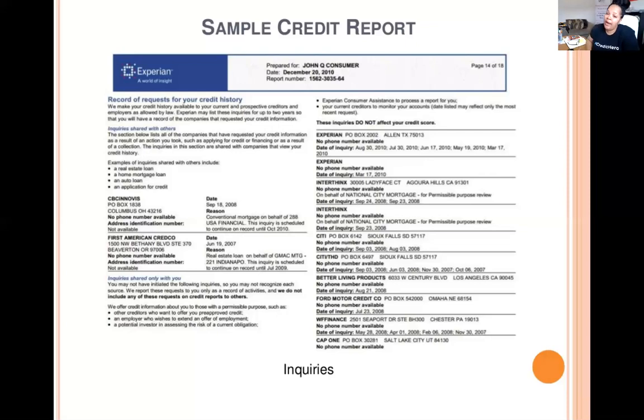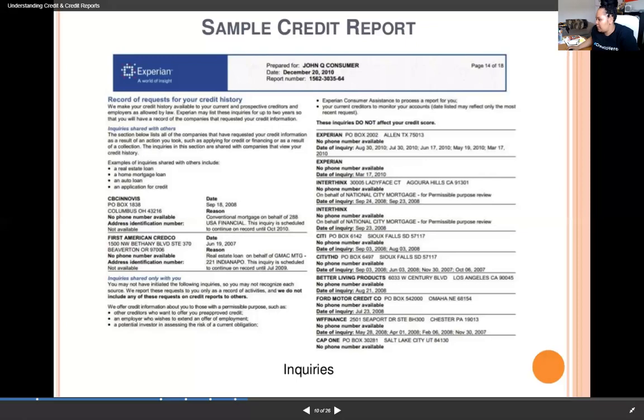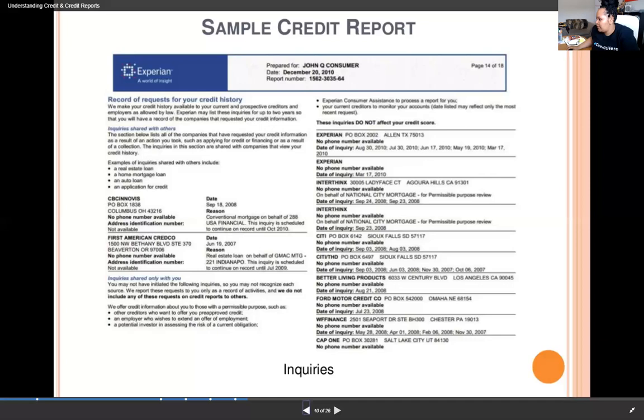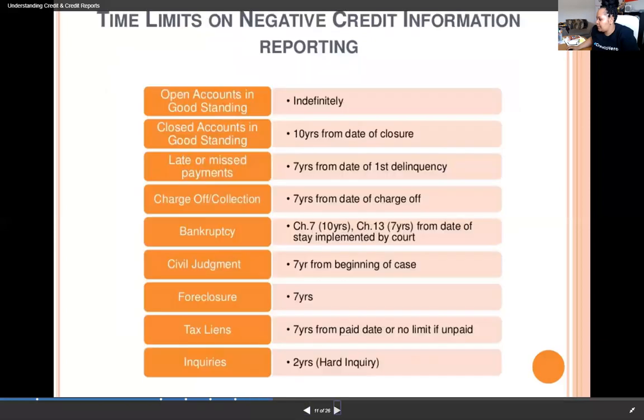And keep in mind that inquiries stay on your credit report for 2 years. So you want to keep that in mind when applying for extensions of credit. Definitely keep that in mind.